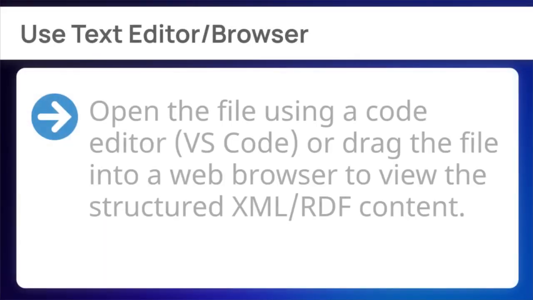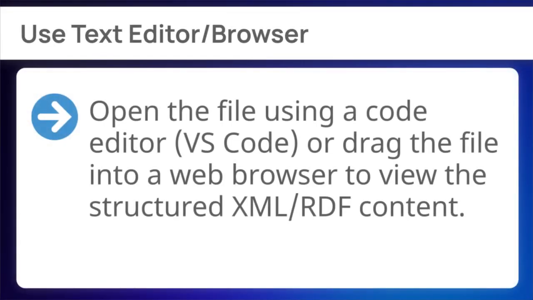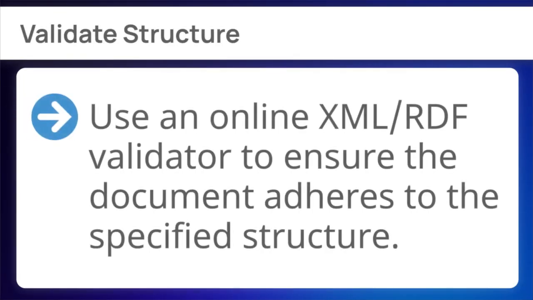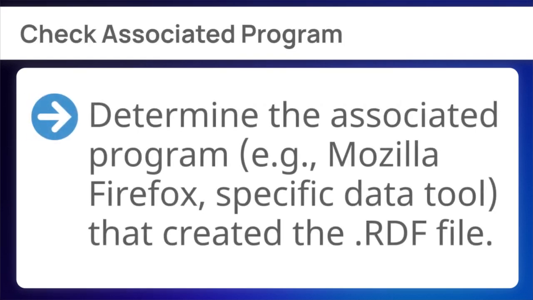First, use text editor or browser. Open the file using a code editor, VS Code, or drag the file into a web browser to view the structured XML RDF content. Next, validate structure. Use an online XML RDF validator to ensure the document adheres to the specified structure. Finally, check associated program. Determine the associated program, e.g. Mozilla Firefox, specific data tool, that created the .rdf file.